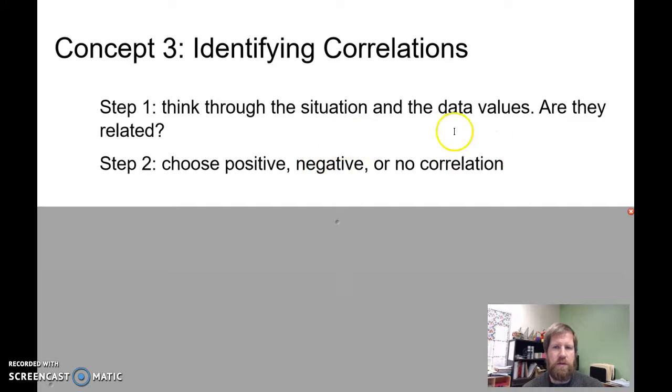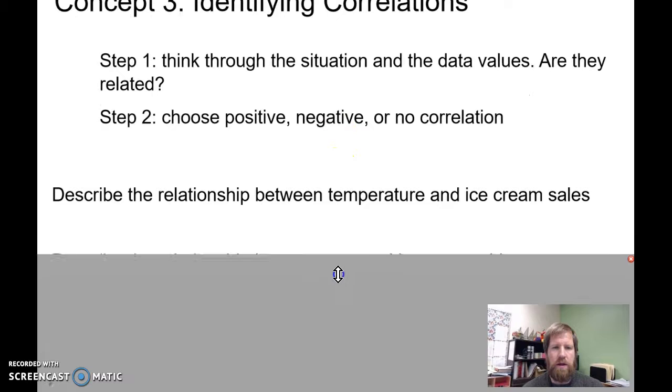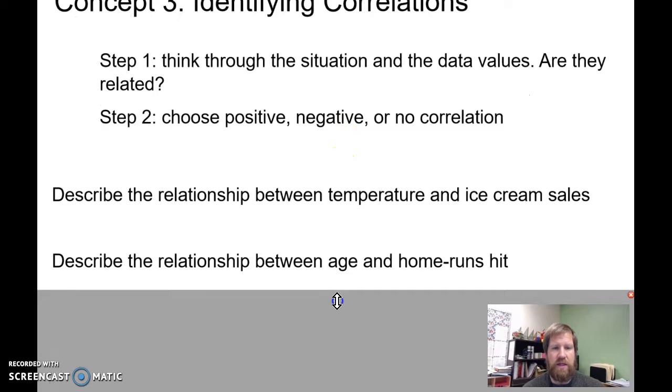The first thing you want to do is look at the data values that you're given, ask yourself if they're related at all, and then you're going to choose positive, negative, or no correlation. Sometimes these can be hard to tell, but sometimes they're pretty easy.